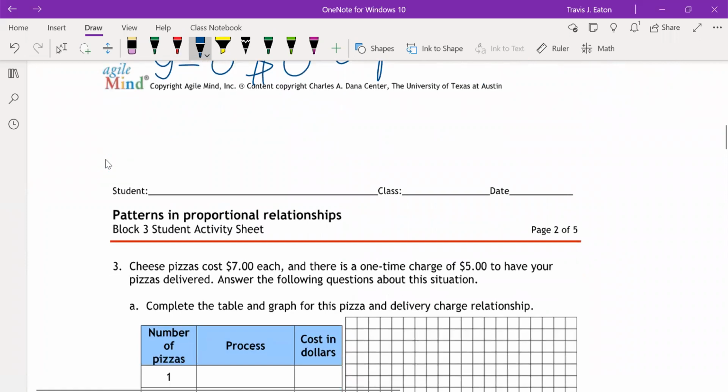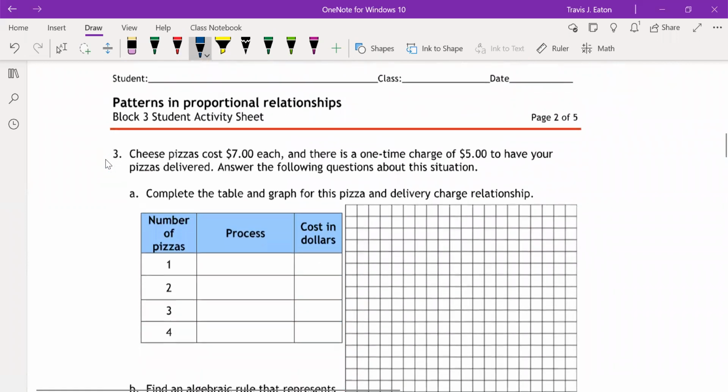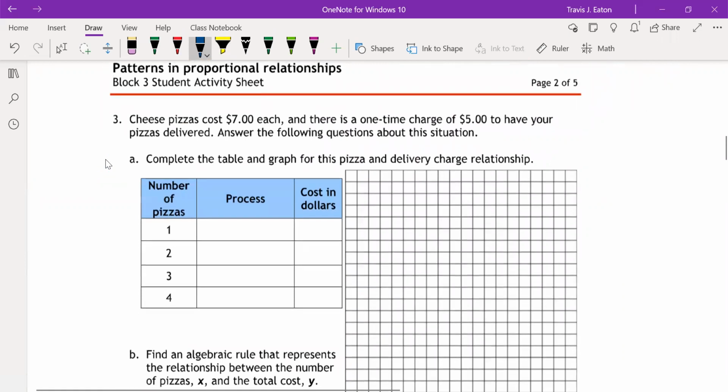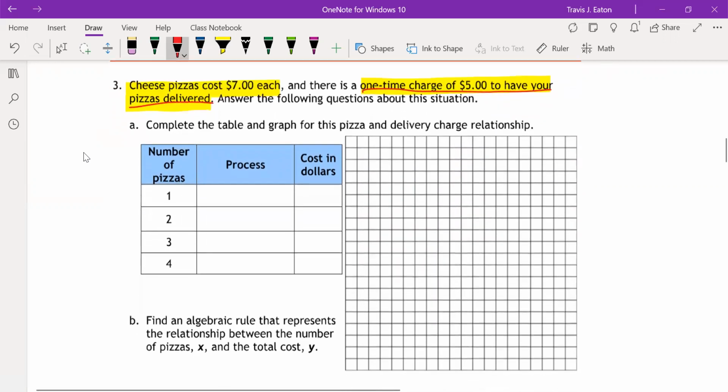Okay. Well, let's move on to number 3 then. We're having such a good time. Question number 3 says, cheese pizzas cost $7 each. Okay, this is a different pizza place. It's got to be. And there is a one-time charge of $5 to have your pizza delivered. Oh, see, now we're talking about delivery. $5 charge to have your pizza delivered. So let's answer the following questions about this situation. So make sure you're filling in your table.